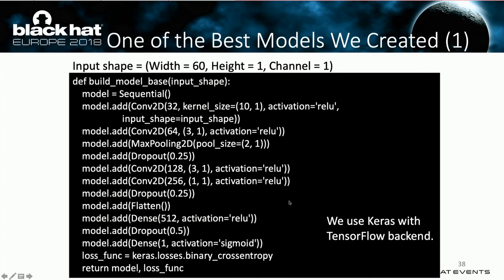This is one of our models. We use Keras with TensorFlow backend at this time. This is the core code. As we mentioned earlier, we decided to use a 1 hour window, and we use the total number of communications during a minute as a channel. As a result, an image has 60 width by 1 height by 1 channel dimension.